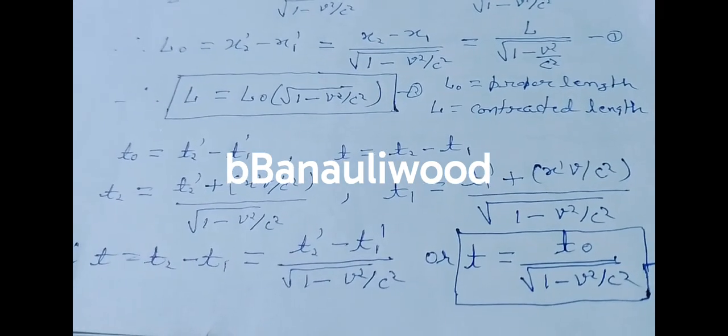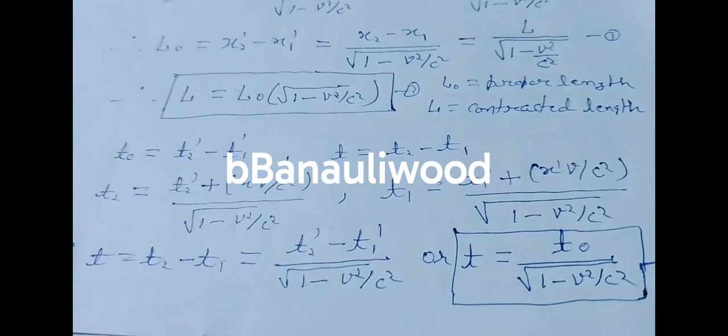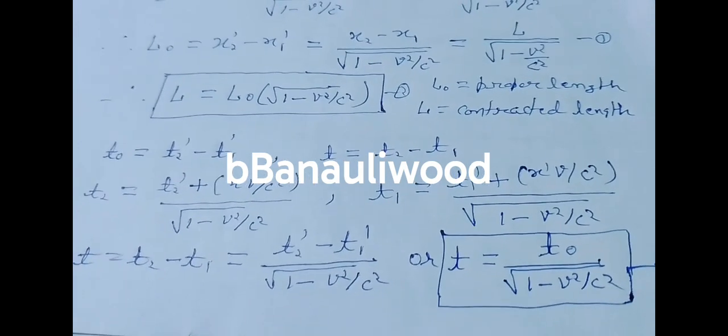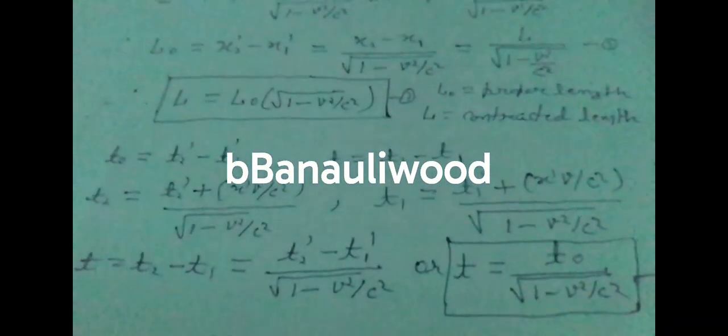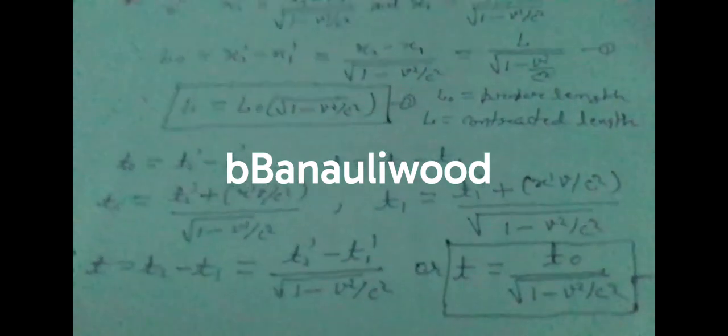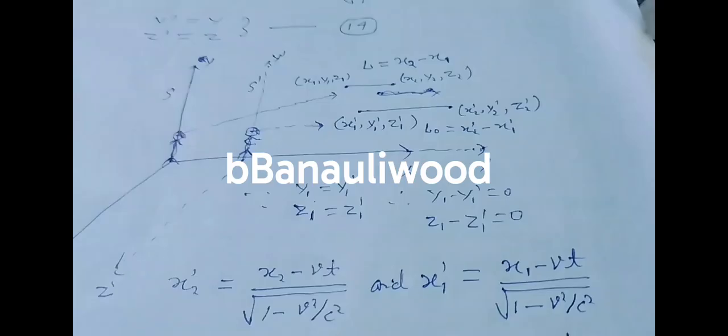This equation shows that to the stationary observer in frame S, the time interval appears to be lengthened by a factor 1/√(1 − v²/c²). Thus, a stationary clock measures a longer time interval between events occurring in the moving frame of reference than does a clock in the moving frame. In other words, a moving clock appears to be slowed down to a stationary observer. This phenomenon is known as time dilation.